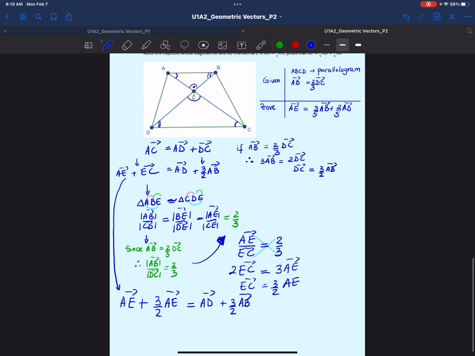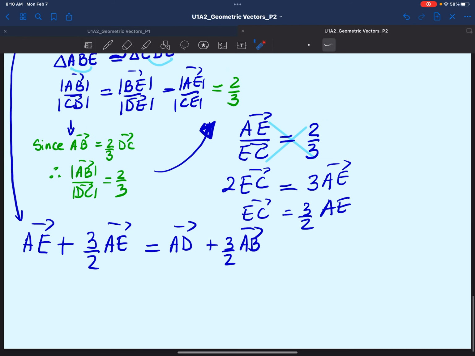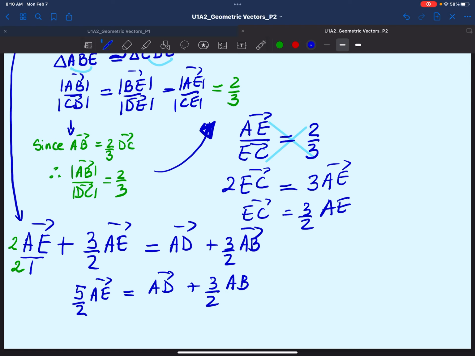So if you look at our statement at this point, we have only AEs on the left, ABs and ADs on the right. So all we have to do is simplify. So 1 AE plus 3 over 2 AE is the same as saying 2 AE over 2 plus 3 over 2 AE. So that makes it 5 over 2 AE equals AD plus 3 over 2 AB. Now it becomes a matter of simplifying.